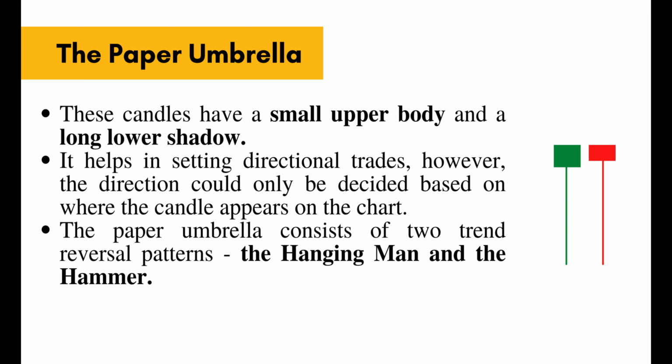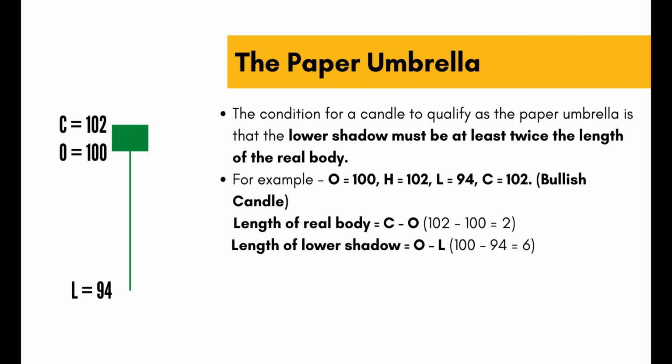We will discuss these two in detail, but before that let's understand the only condition required for a candle to qualify as a paper umbrella. The lower shadow must be at least twice the length of the body, or we may say that the shadow to real body ratio must be equal to or greater than 2.